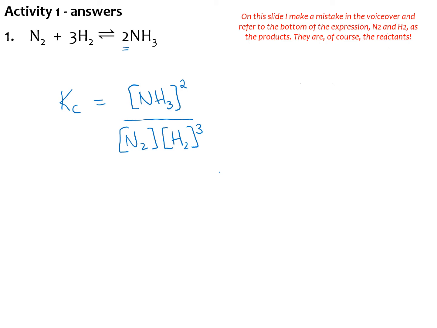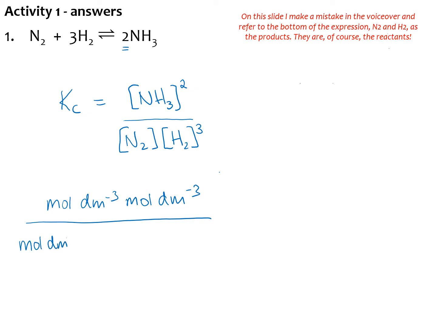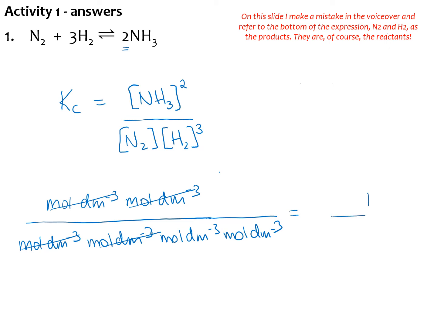Now the units, a little bit more tricky for this one. We've got 2 concentration terms on the top, so we would have moles per decimeter cubed, because it is NH3 squared. And on the bottom, we've actually got 4. We've got moles per decimeter cubed for the N2. And then we have 3 terms for the H2, so we have a total of 4 on the bottom because we have 3 moles per decimeter cubed terms from the H2. So the 2 on the top can cancel out 2 on the bottom. So we end up with 1 over moles per decimeter cubed, moles per decimeter cubed.